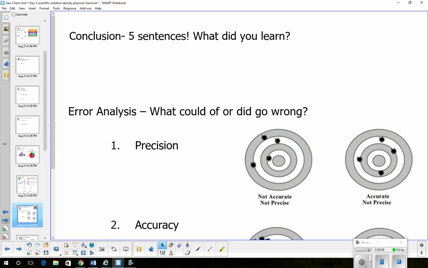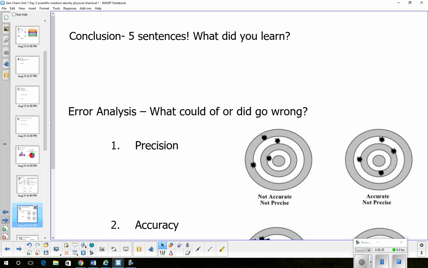Then we have error analysis. We're going to be doing a couple things in error analysis. Number 1, you're always going to give me an error analysis saying what could have gone wrong, what did go wrong. Okay? But then we're also going to get to a point where at the end of the lab, I'm going to say, okay, this is the answer you should have got. What's your percent error? Does anybody know how to find percent error?